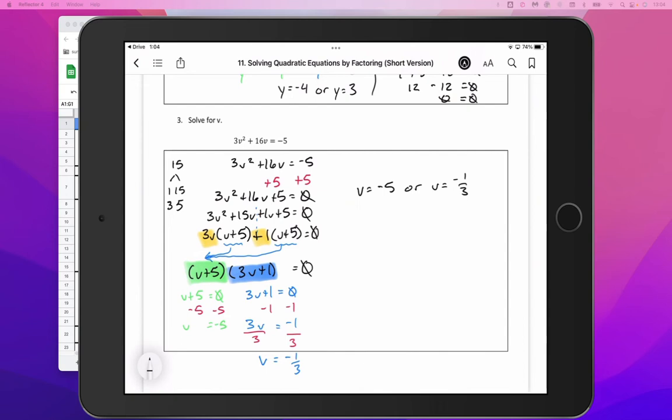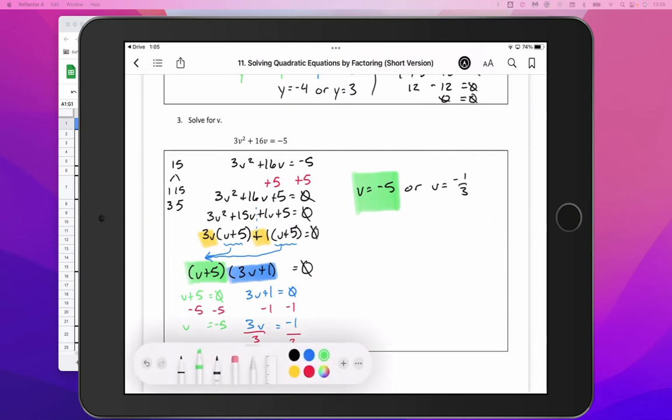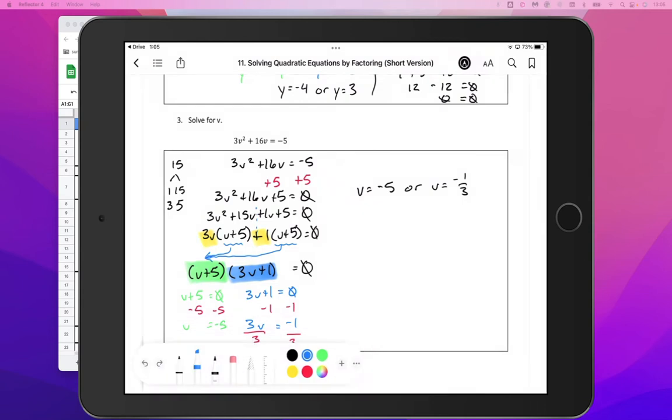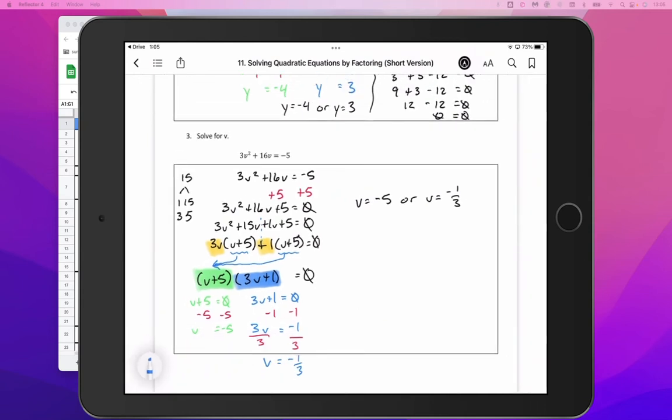I know I did it correctly, but again, recognize that if we were to take the negative 5 and put it into the green part of what we had there on the left, negative 5 plus 5 does make 0, and so that would cause the whole thing to become 0. And the negative 1/3, if we put it into the blue one, the 3v plus 1, that would also make 0, which would make the whole thing 0. But for our purposes, we know that we did it right. That's the way we go about this. We're moving on to number 4.